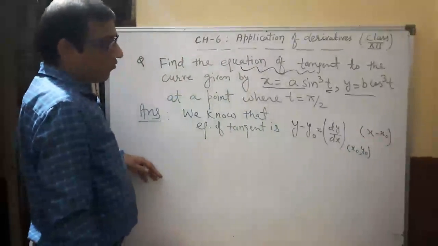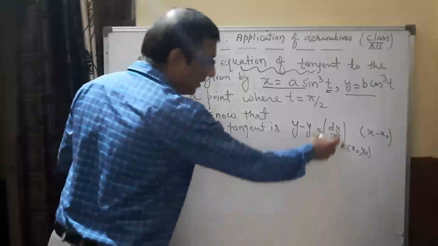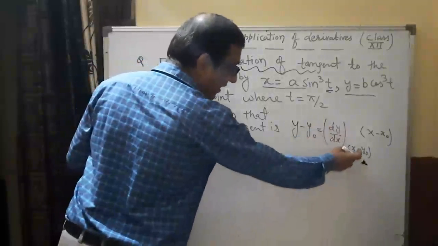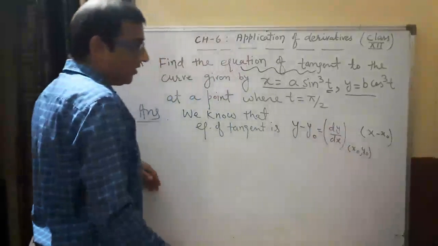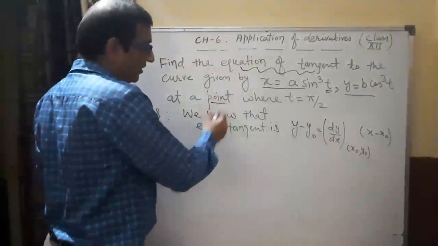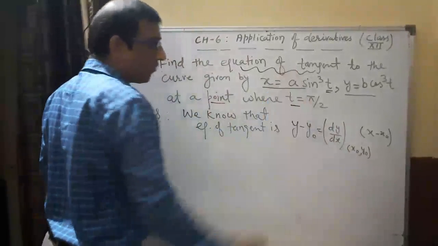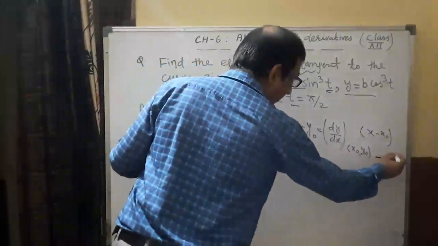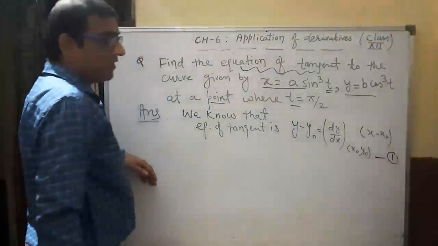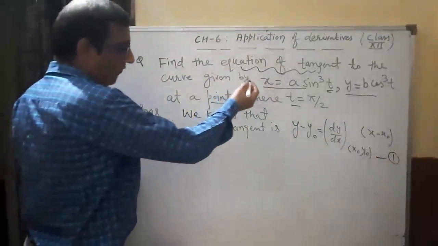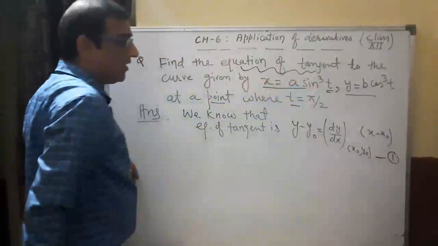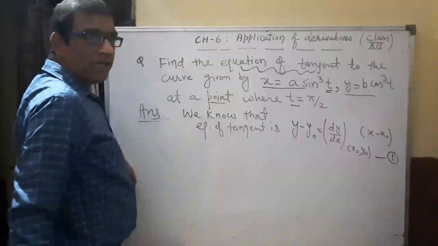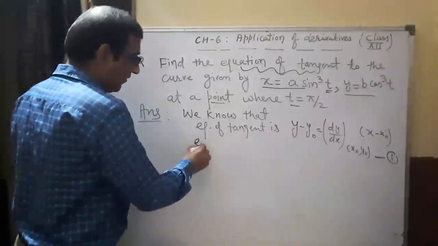It means in this question we have to calculate dy by dx at x0 and y0, but this time the point is related with t equals pi by 2. So how will we solve such a type of problem? First we will indicate this equation as equation number first. So with the given values of x and y, first we will calculate dy by dx.